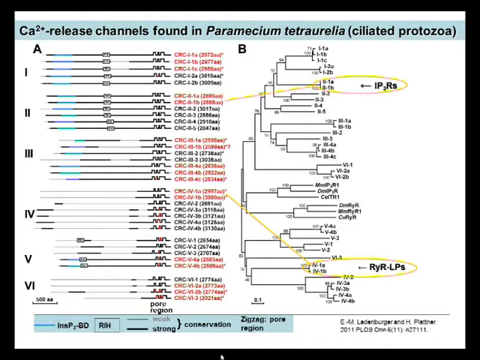We found a total of 34 candidates grouped in 6 subfamilies, Roman 1 to 6. Only type 1 to 3 contain a clear-cut IP3 binding domain, and only some contain a RIH domain.